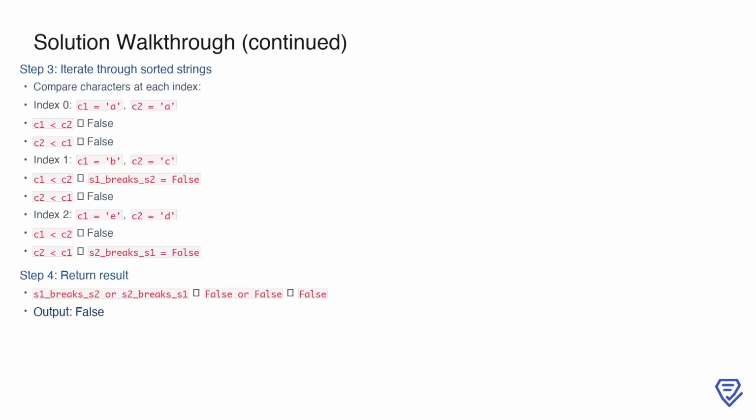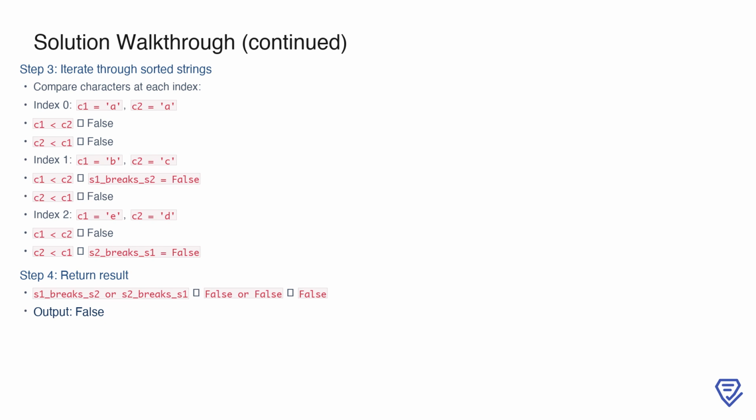During iteration, we compare characters at each index. At index 0, both characters are A, so the flags remain unchanged. At index 1, B from S1 is compared with C from S2. Since B is less than C, S1_breaks_S2 is set to false, while S2_breaks_S1 remains true for now.